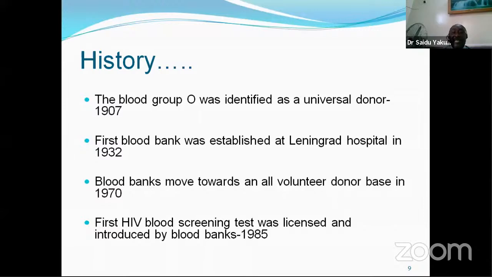The first blood bank was established at Leningrad Hospital in 1932. Blood banks moved toward an all-volunteer base in 1970. The first HIV blood screening test was licensed and introduced by blood banks in 1985.